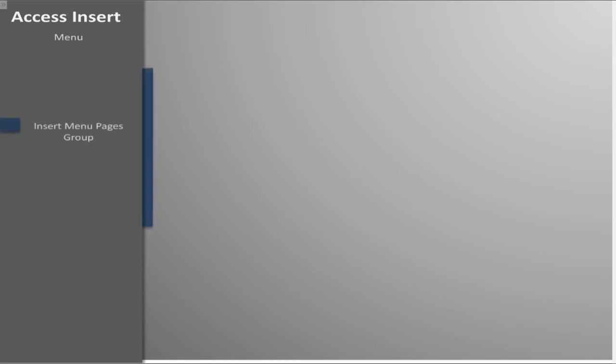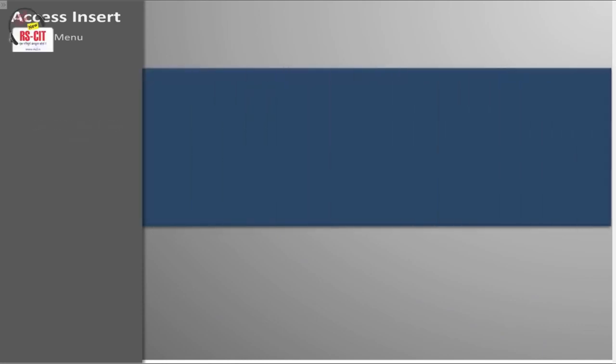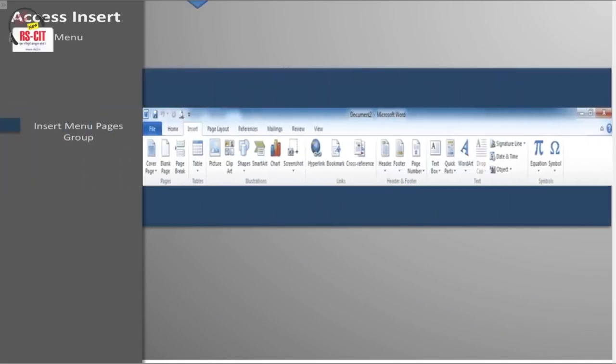Insert menu. You can insert a lot of objects in your document using this menu. You can also access the Insert tab by clicking on the Insert tab on ribbon. You can also notice that when you insert any object like a picture or chart or smart art graphics, some additional tabs appear on the ribbon. These tabs are called contextual tabs.